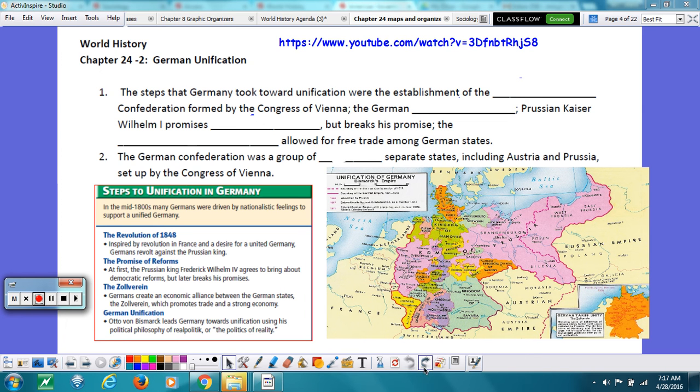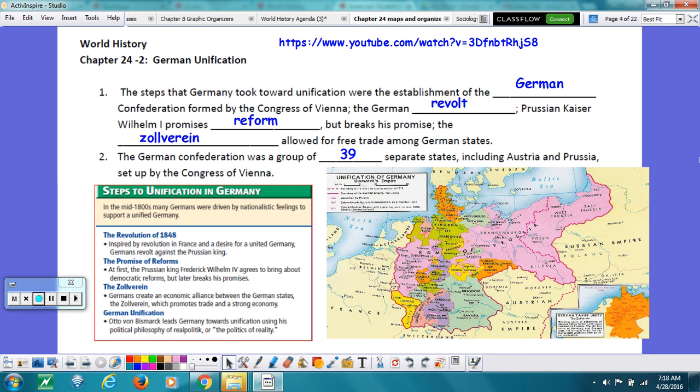So here we go. We're going to talk a little bit about German unification this morning. The steps that Germany took towards unification were the establishment of a German Confederation formed by the Congress of Vienna, which we talked a little bit about when we were talking about France and the end of the Napoleonic Wars. There was a German revolt. Prussian Kaiser Wilhelm I made promises of reforms, but there were breaks in his promise, and the Zollverein allowed for free trade along the German states.